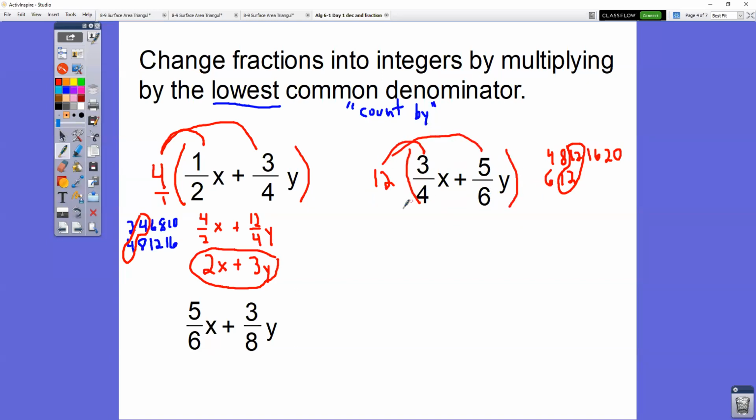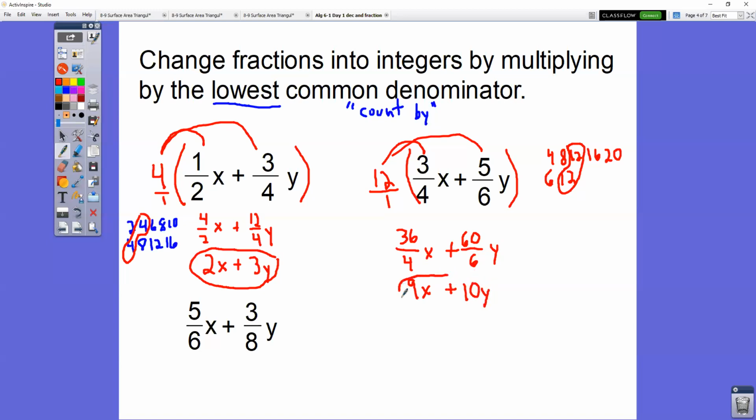Distribute, distribute. So remember, this is really 12 over 1. So top times top, bottom times bottom. 12 times 3 is 36. 1 times 4 is 4. So 36 divided by 4 is 9, so that becomes 9x. Top times top, bottom times bottom. 12 times 5 is 60. 1 times 6 is 6. 60 divided by 6 is 10.